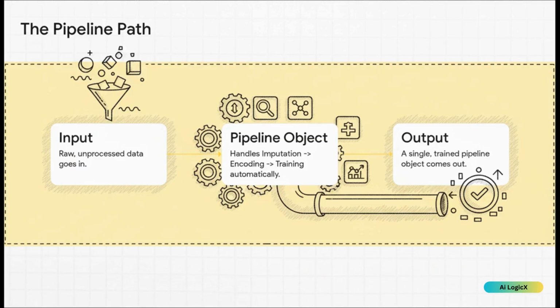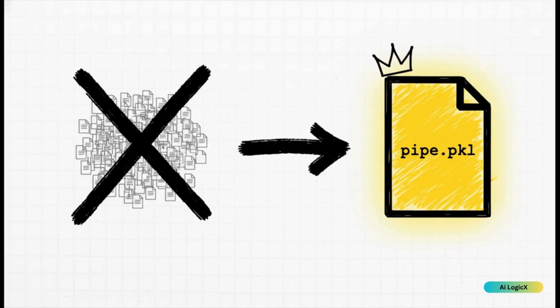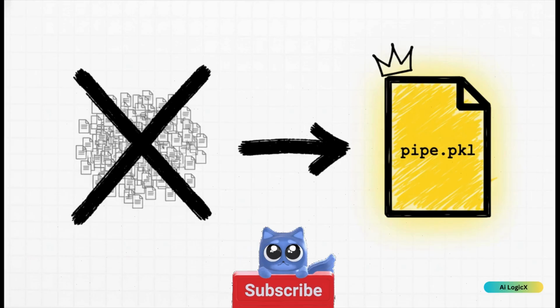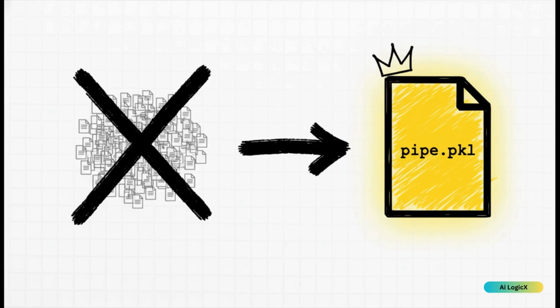That's it. So what does this mean for our production files? Well, remember that messy folder full of artifacts? It's gone. With a pipeline, the entire workflow, all the pre-processing and the model itself, gets saved as one single clean object. One file to manage, one file to deploy, one file to rule them all.